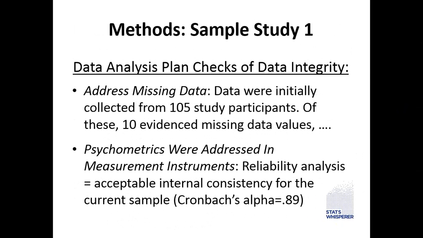Then you might want to mention the missing data, right? Were there any missing data? How much were there? What did you do with it? How did you treat it? All those sort of things, right? For example, we have our beginning here, right? Data were initially collected from 105 study participants, but of those, 10 had missing values, right? In the textbook, you'll see that there are several more sentences to this piece which describe how much data were missing and how those missing values were treated.